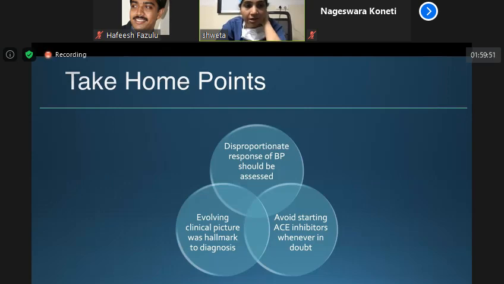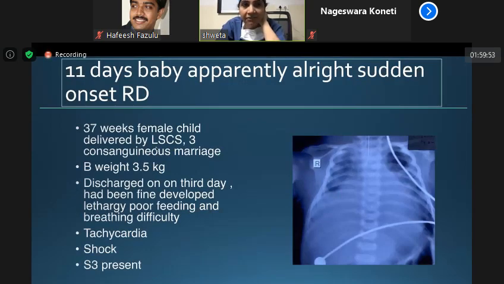Now, let us look at the next case. This is an 11 days old baby who was apparently all right, a 37 weeker, LSCS delivered, birth weight was 3.5 kg, discharged on the 3rd day. Baby had presented with lethargy, poor feeding to the pediatrician, and because he found that there is tachypnea, was referred for cardiac evaluation. With us, again the shock was present, there was S3, there was tachycardia, so all the features of heart failure.